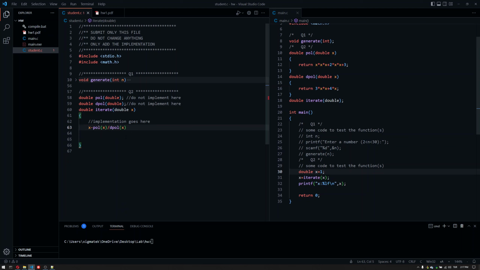So basically this is x n plus 1, I can just send it to iterate back. So I'm going to do that. So return iterate the new value. Seems simple. But the problem is this.